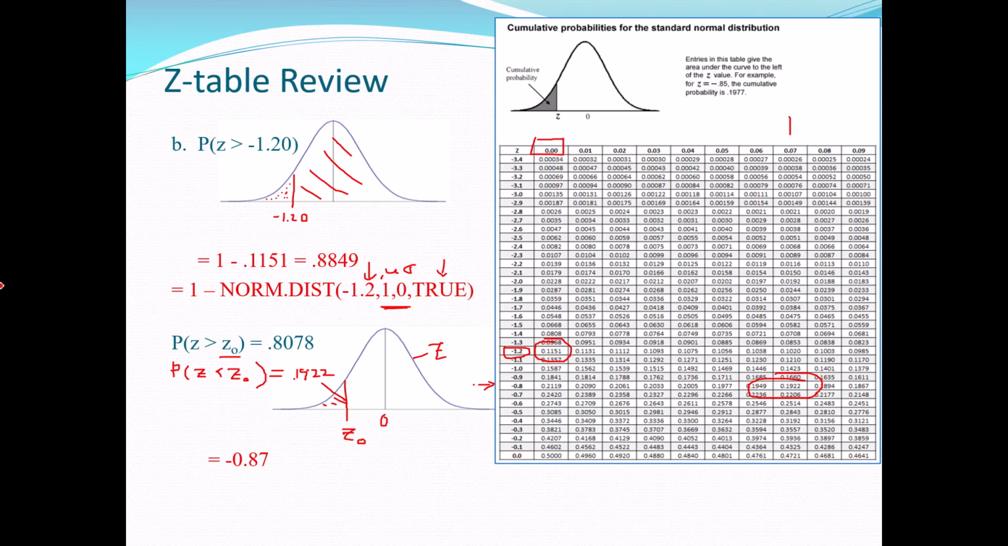negative 0.87. So to solve probability problems, you look up the z-score and you find the corresponding probability, and then sometimes you subtract it from one, sometimes you subtract it from some others. We saw examples of that in the last lecture.